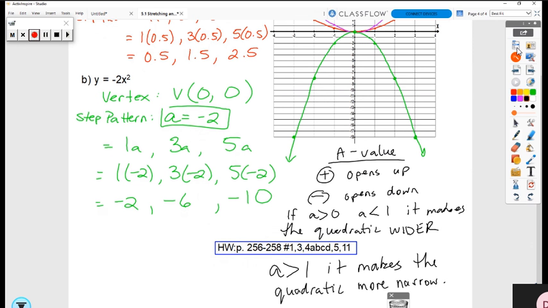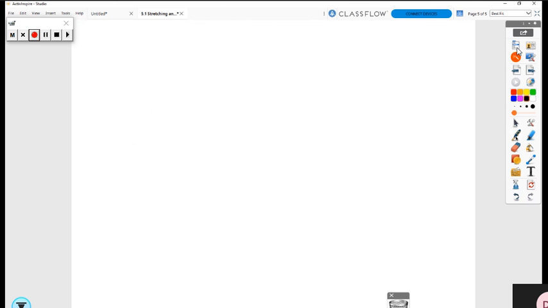Questions about anything? Will? Yeah. So for example, well, good question. If we have y equals 4x squared, is that going to make it more narrow or more wide? More narrow. Yeah. Well, now what about this one? Y equals 1/3 x squared. More wide. Yeah.